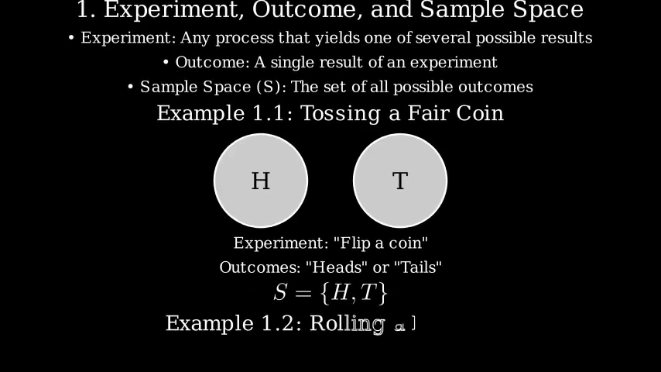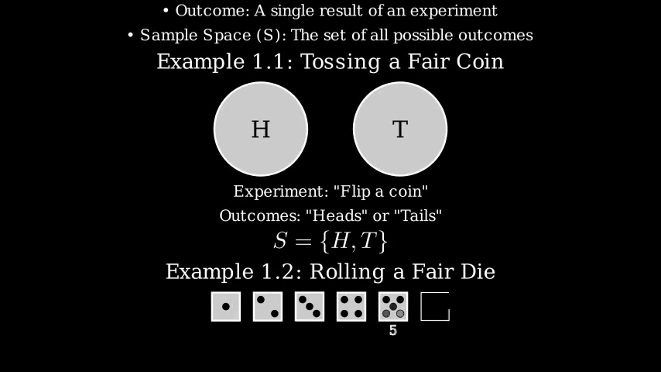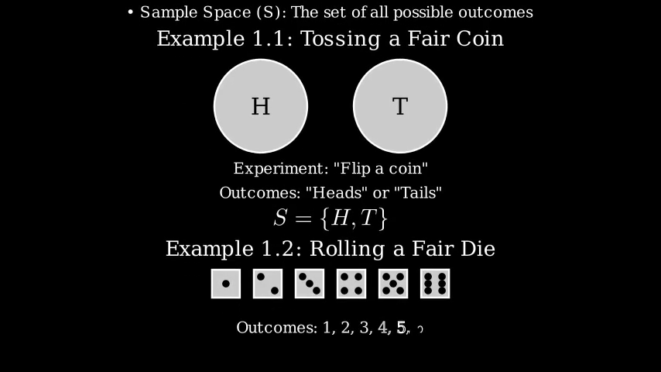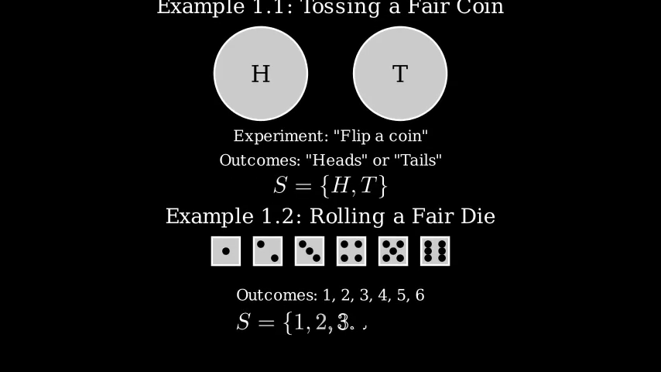Let's look at another example, rolling a fair six-sided die. The outcomes are the numbers 1, 2, 3, 4, 5, and 6. And the sample space is the set containing these 6 numbers.